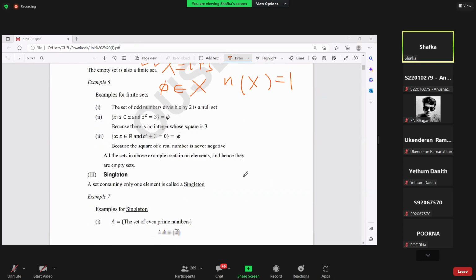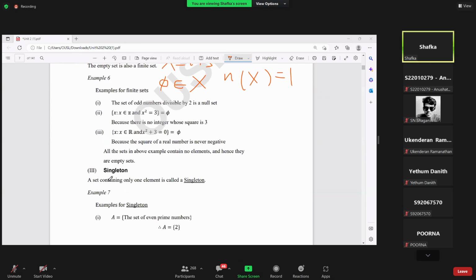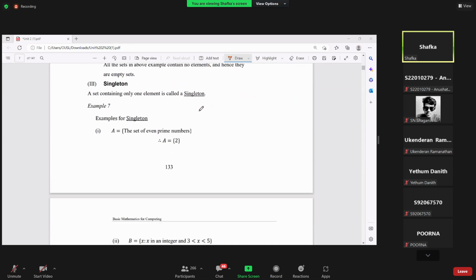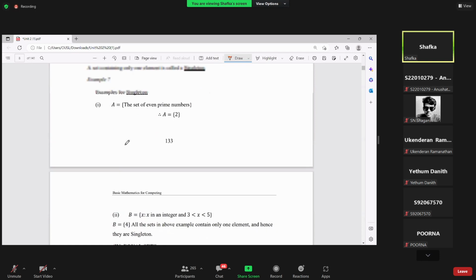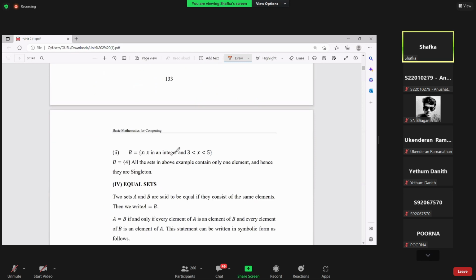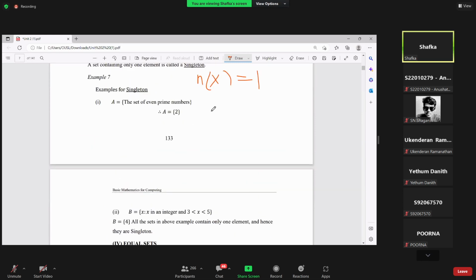We have another special set, which we call a singleton set. A singleton set means a set containing only one element, like this. This is a singleton set. If the set X contains only one element, then the cardinal number is always 1. An example is even prime numbers: 2 is the only even prime number. A set with a single element A is also a singleton set.